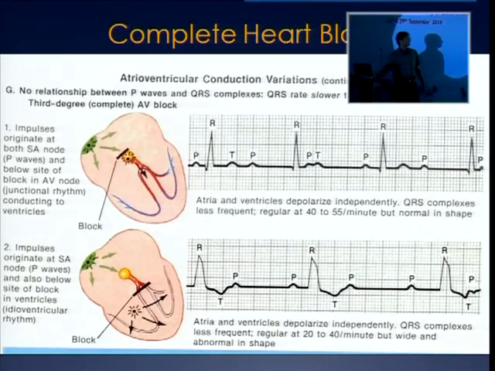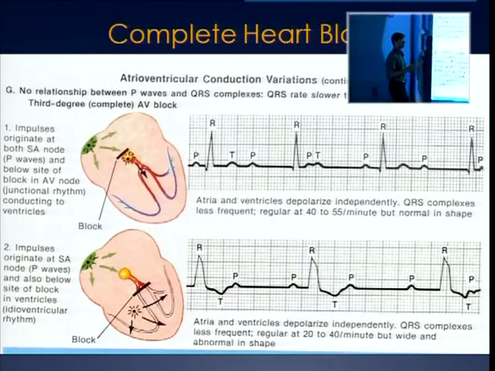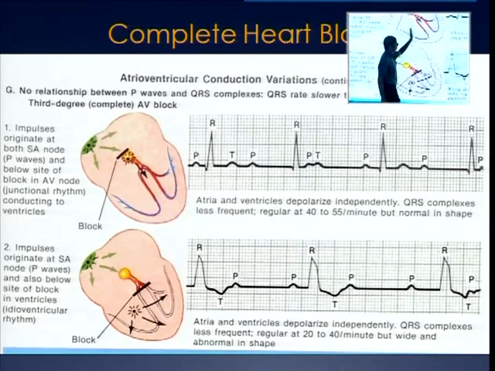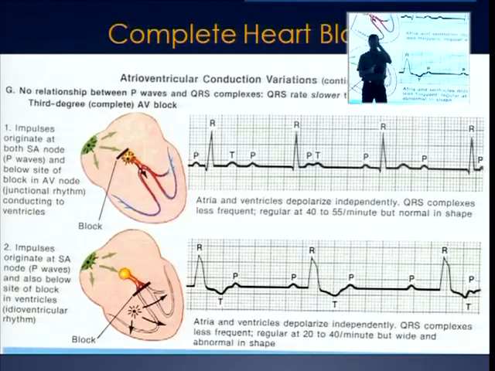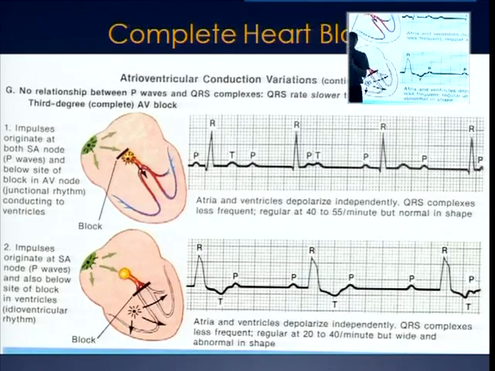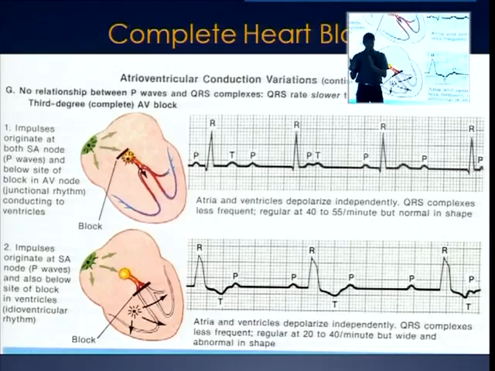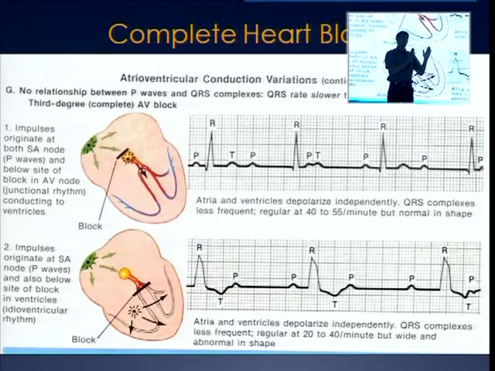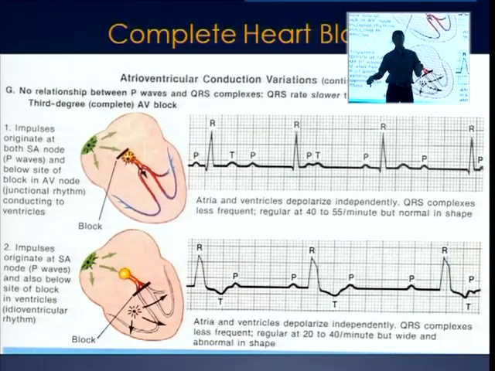Complete heart block is where you have a complete dissociation, where the P waves are marching at their own pace and the QRS are marching at their own pace. So the RR intervals will be regular, the P to P intervals will be regular, but the QRS rate will be slower than the PP rate. So there is no communication between the two.